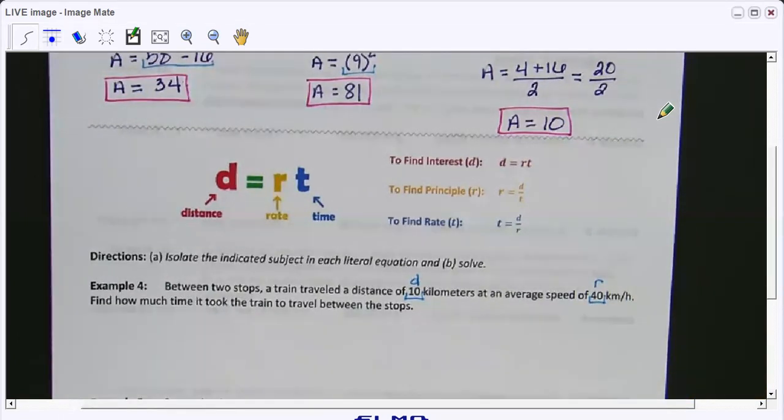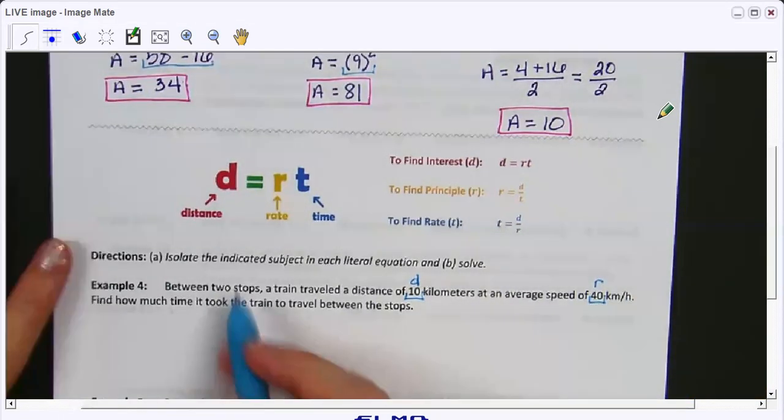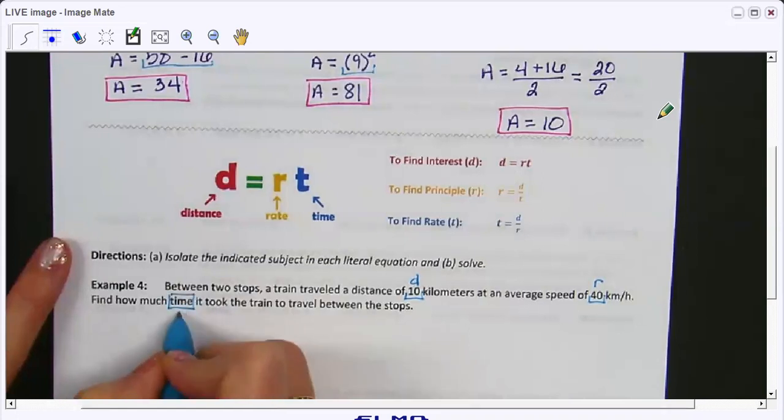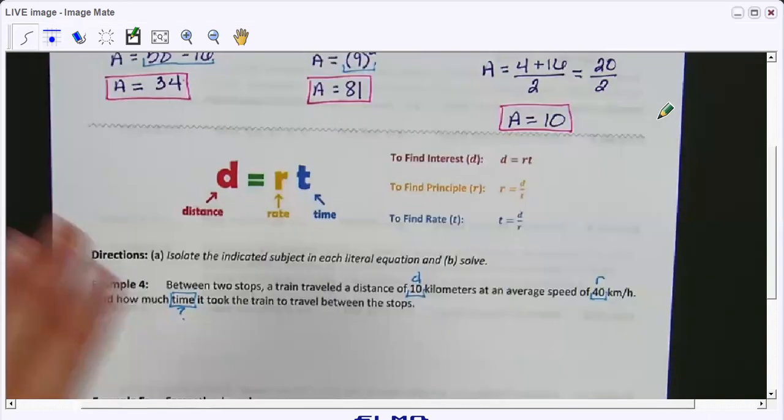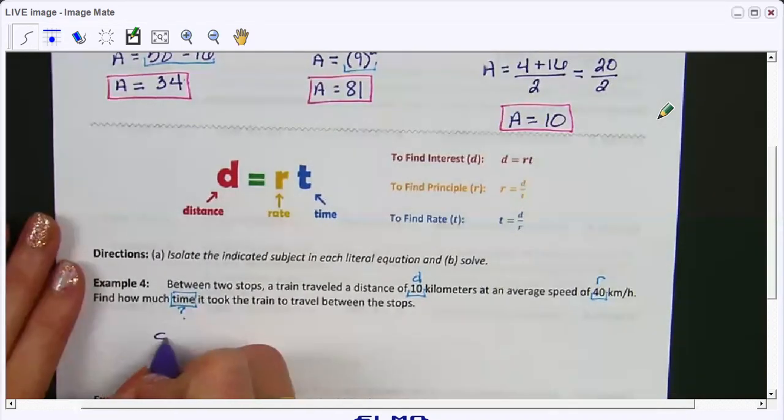Okay. How much time? Time is what you're looking for. Okay, so how much time, it should say, did it take the train to travel between the stops? Or it says find how much time it took. Okay, I read that wrong. So I'm going to write out my formula here. D equals rate times time.